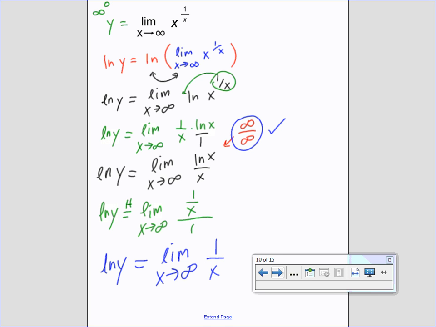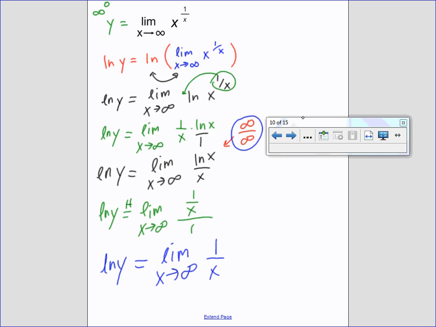What's that? It approaches 0, right? As x goes to infinity, 1 over x goes to 0. The denominator of this fraction balloons. So guess what? ln of y equals 0. But we weren't asked to evaluate ln of y.